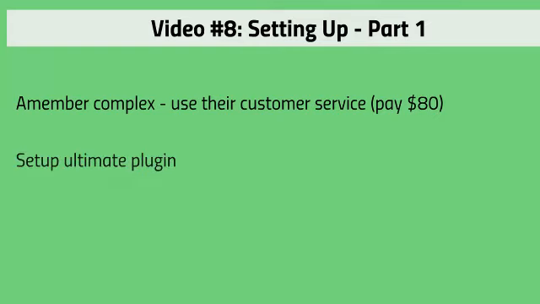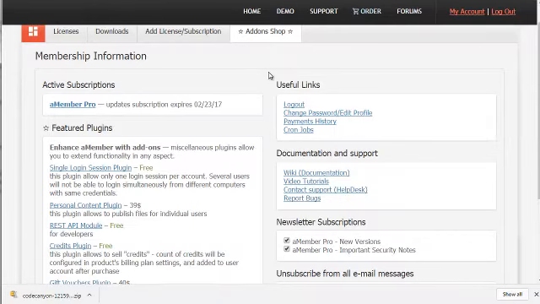All right. And then I'm going to show you how to set up the actual WordPress plugin, which is the Ultimate Membership Pro. So that's what this video and the next video is going to be about. It's going to be a thorough process, walking you through and showing you what to set up and how to go about doing that. So before I show you how to set up the Ultimate Membership Pro, what I want to do is log into my Amember Pro account and kind of show you around.